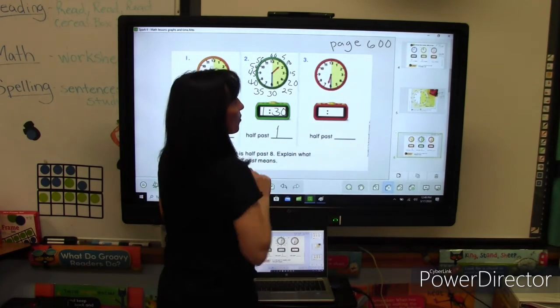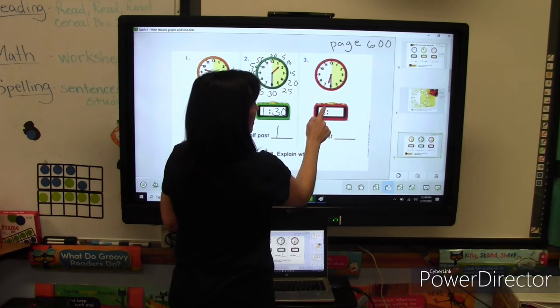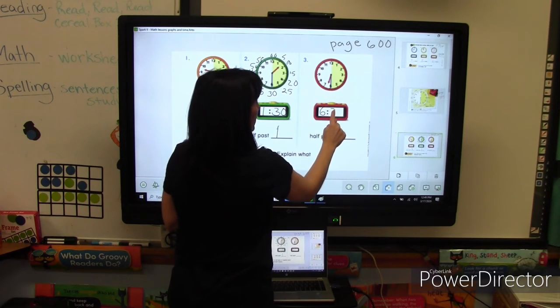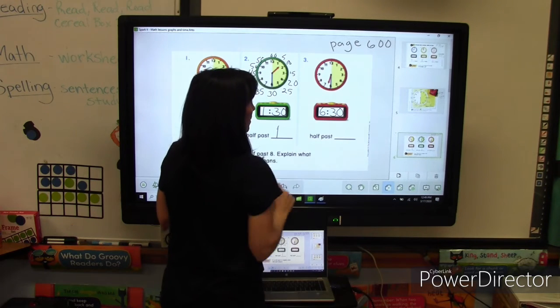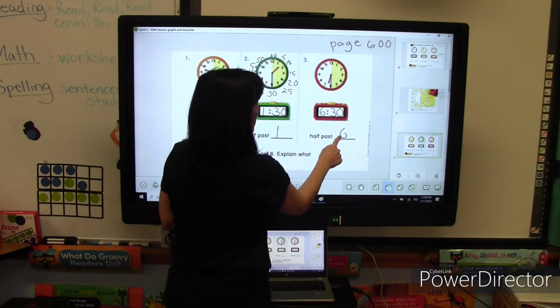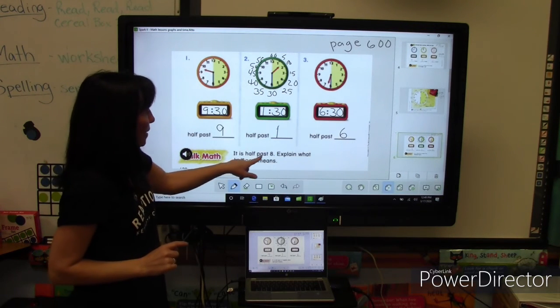I'm moving to number 3. I'm looking at the hour hand. It's just past the 6. I'm looking at my minute hand. It's gone halfway around the clock. I know that's 30 minutes when it points to the 6. And so it's 6:30. Okay?